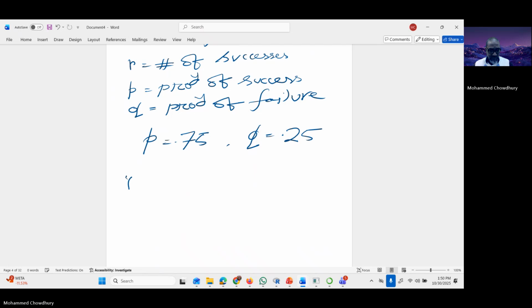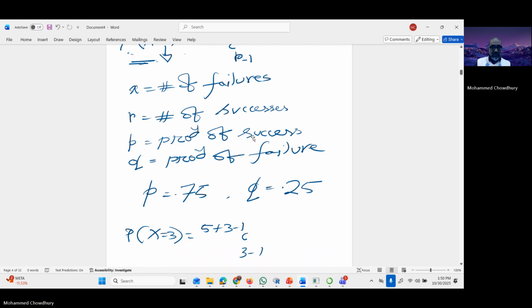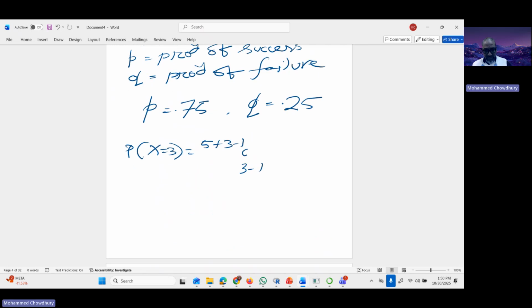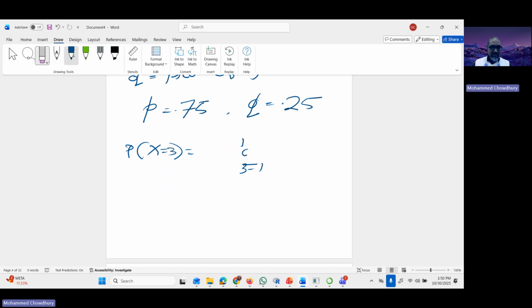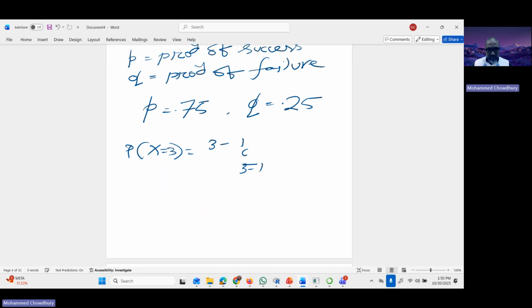According to that, x equals 3, because x is the number of failures. 5 is the success, 3 is the failure. Sorry, it is 5 minus 1, and it should be 3. Let me erase these things so that no confusion arises. So I can put here 3 plus 5 minus 1 choose 5 minus 1, and p equals 0.75 to the power 5, and q equals 0.25 to the power 3. That is the answer.